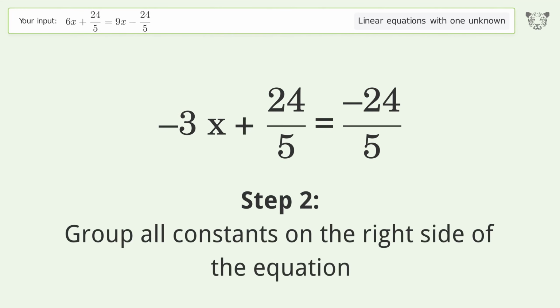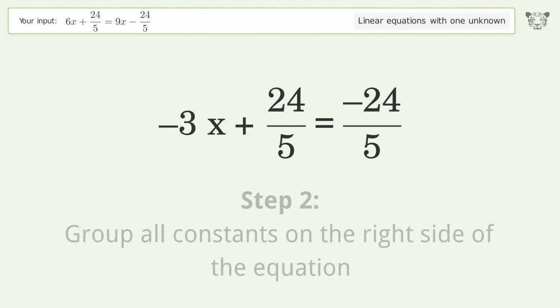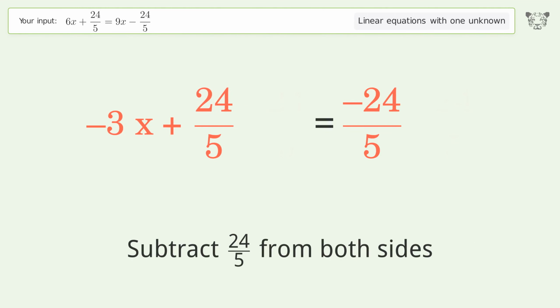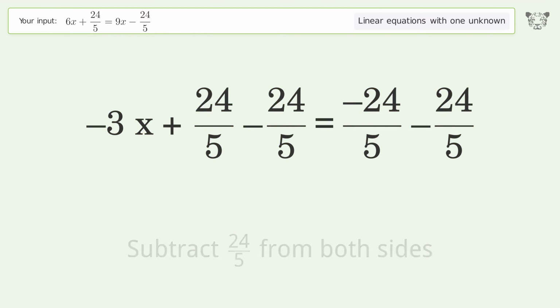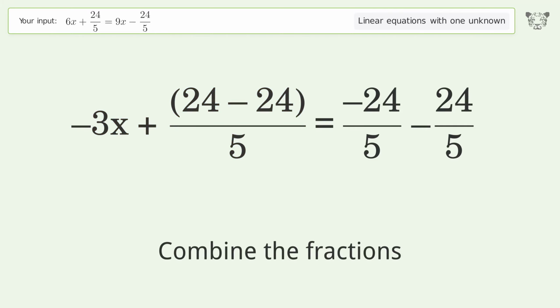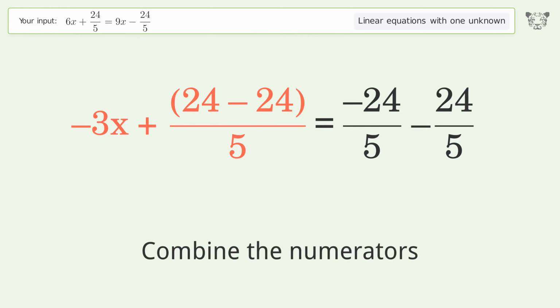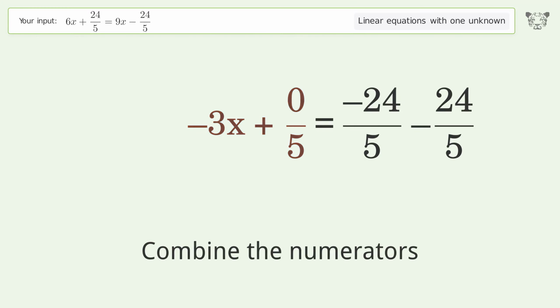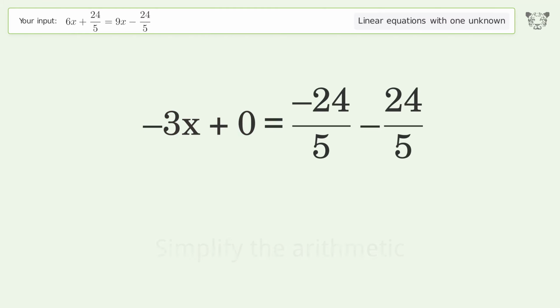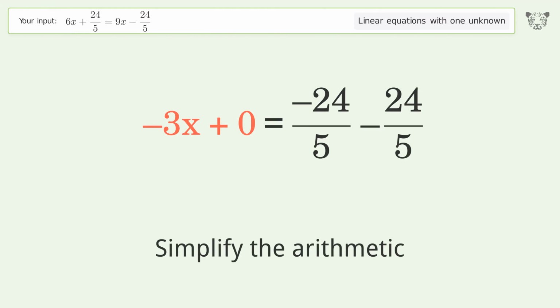Group all constants on the right side of the equation. Subtract 24 over 5 from both sides. Combine the fractions. Combine the numerators. Reduce the zero numerator. Simplify the arithmetic.